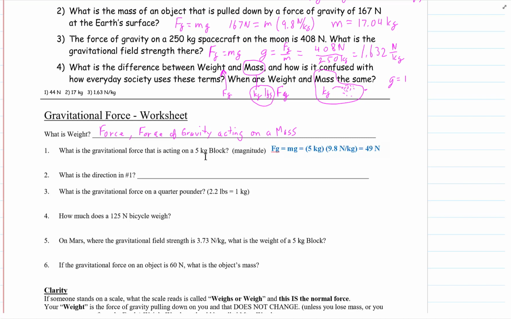Good. 5 kilogram block. What is the force of gravitational force on it? The magnitude, the size of it? It's 49 newtons. Number 2. What is the direction of number 1? Did you answer towards the center of the Earth? That's correct. If you said down, well, this towards the center of the Earth is labeled as down. But out in space, which way is down?